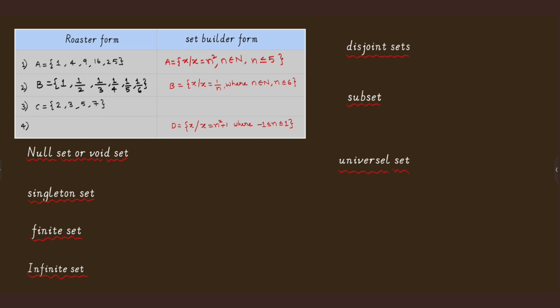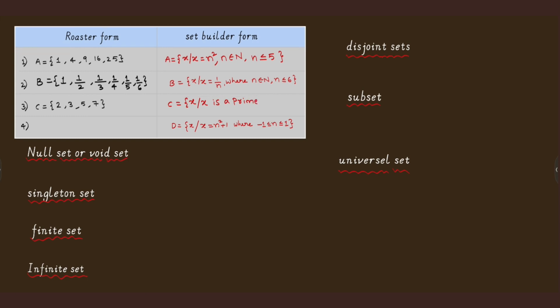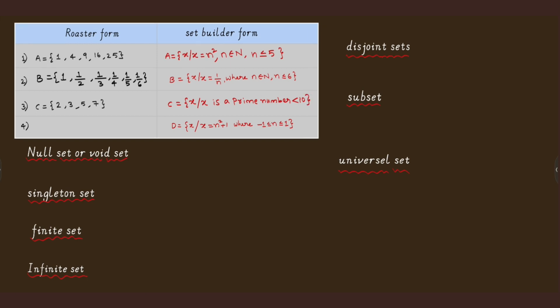And now C is equal to x such that x is a prime number less than, till where, prime number less than 10 you can write, or less than 8 also you can write, because less than 10 we have only 2, 3, 5, 7. You can write like that: x such that x is a prime number less than 10, or prime number less than 8 also you can write. So this is the set builder form of the third one.